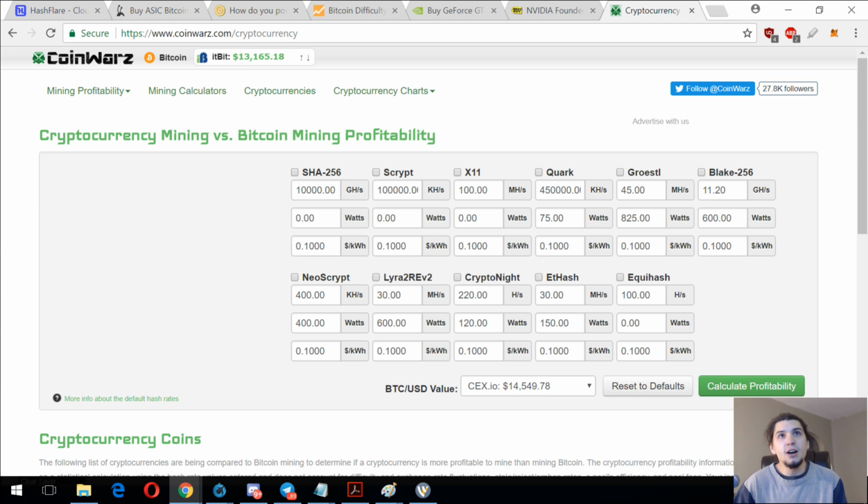So with these algorithms, what the algorithm is basically, it's just the system that the coding of a particular coin uses, and your hardware needs to be able to process this particular algorithm.